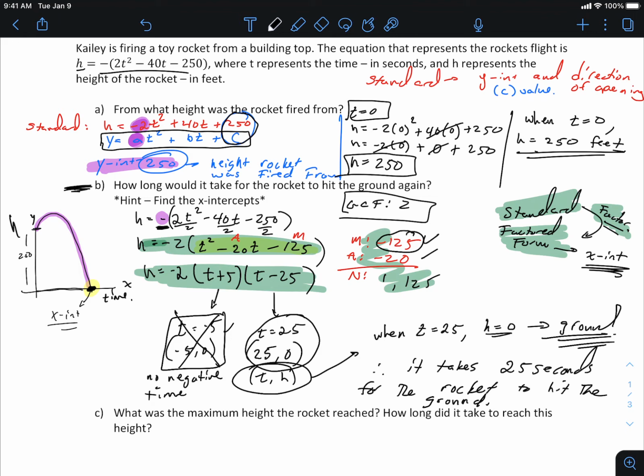But there's no limit to, remember we talked about all these key features of a parabola. There's no limit to what I could ask you in a word problem. All I'm doing is saying, how long did this take? Well, that's the x-intercept, right? How long did this take to hit the ground? That's an x-intercept. That's just a key feature, right?